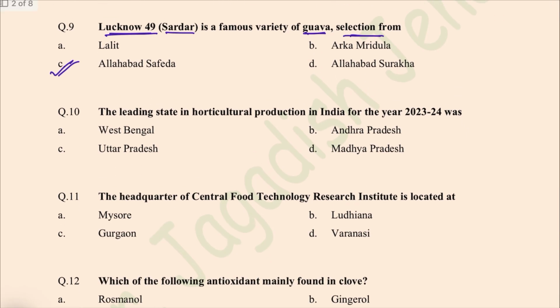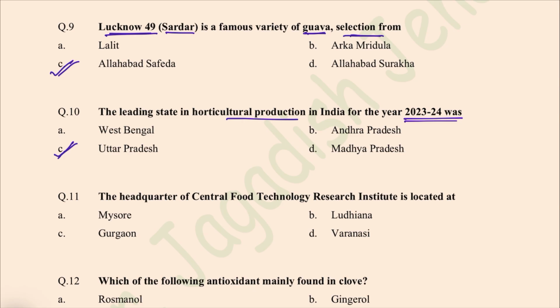Next question. The leading state in horticultural production in India for the year 23-24 was Uttar Pradesh, or UP. Mostly it is the leading state in vegetables, which contribute to the complete horticulture. If we look at it, then also Uttar Pradesh.